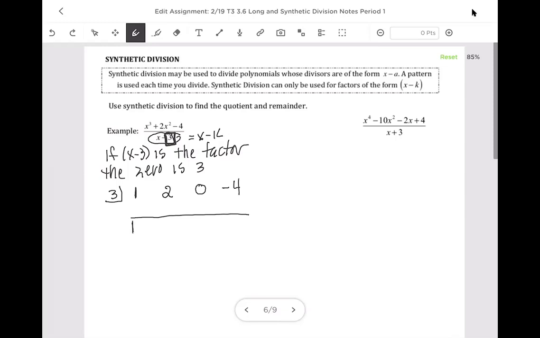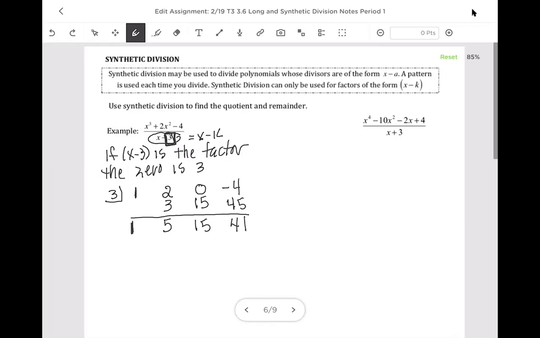We bring down the 1. So perk up if you're not listening to me, and you're not paying attention, because here goes. You bring down the 1. You take the 1 and you multiply it by 3 and you place it under the 2. And then you add. Then you repeat the process. 5 times 3 is 15. You put it under the 0 and then you add. 15 times 3 is 45. You place it under the -4 and you add.